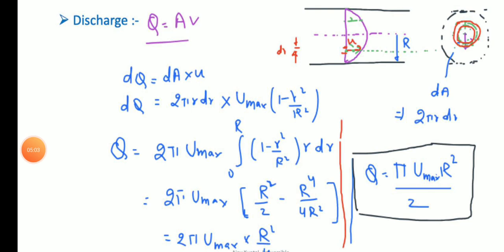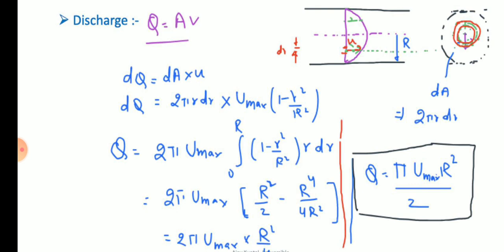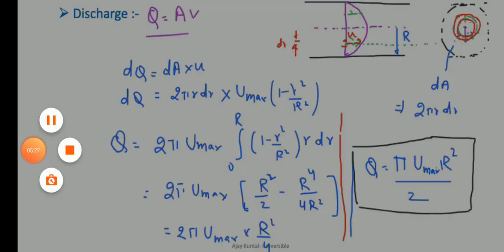Now suppose we want to get the discharge. Discharge is equal to area into velocity. Again at the small radius r, we multiply the local velocity with the area, taking a ring, so 2 pi r dr into the velocity profile u is equal to u maximum times 1 minus r square upon capital R square. We get the discharge, and discharge will be equal to pi u maximum capital R square by 2.